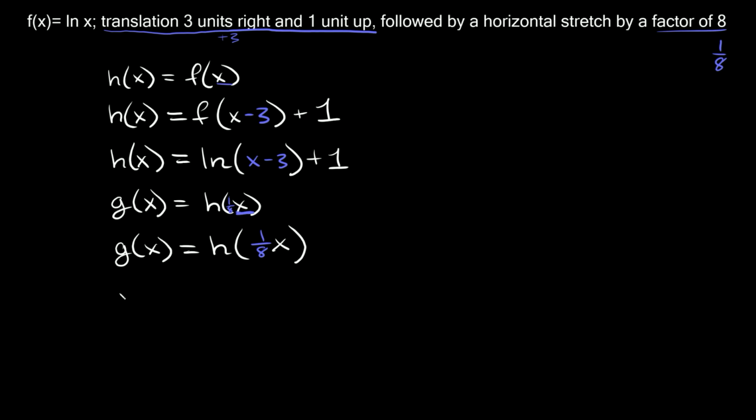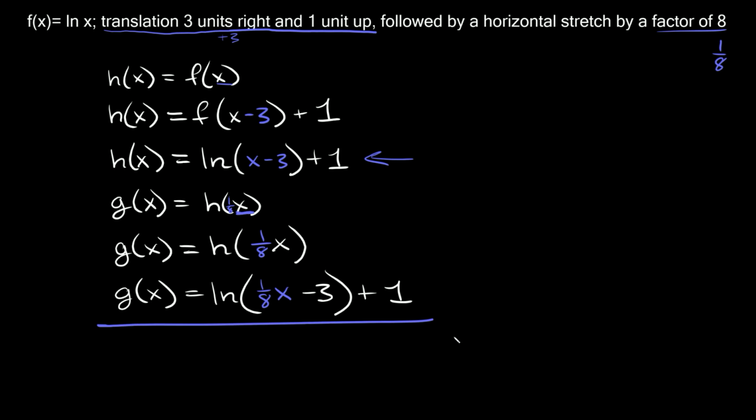So then for our final function, we're going to get that g of x is equal to, and we're replacing this in h of x right here, right? So we're going to get the natural log of 1/8 x minus 3 plus 1. Okay, so those are all the transformations. So then this would be our final function right here.